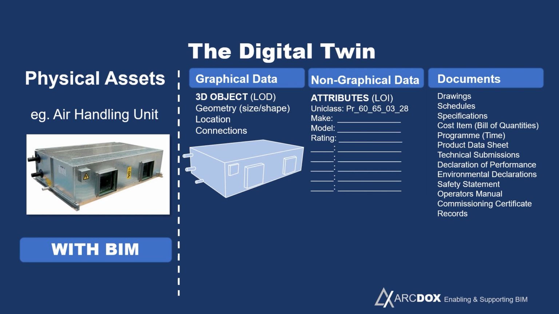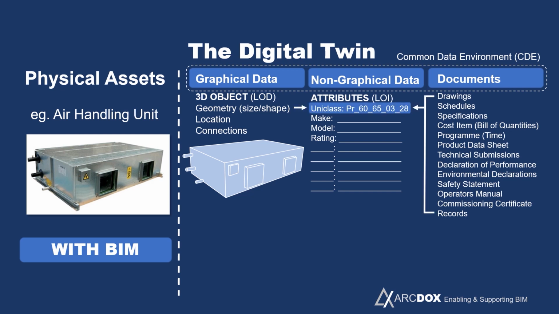So the digital version of the physical asset is these three types of data. And I think that's important to understand, because a lot of people think building information modeling is just about 3D models, but it's not. It's about all this information. And these three types of information will be stored in what's called the common data environment, a digital repository of information about the building or piece of infrastructure.